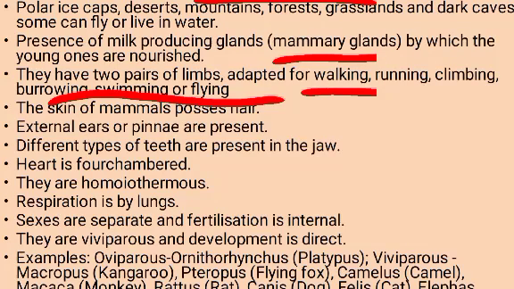Now, the skin of these mammals possesses hair. All mammals, even human beings, have skin that contains hair. That is another unique feature of mammals. Then these mammals have external ears called pinna. Externally we can see the part of the ear that we call the pinna.